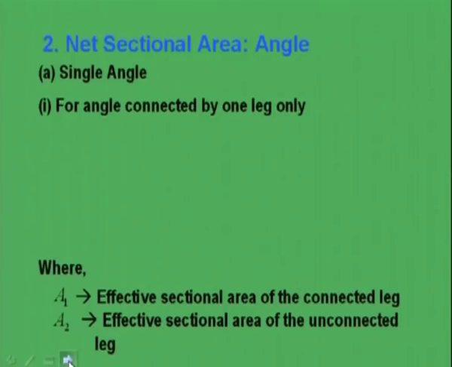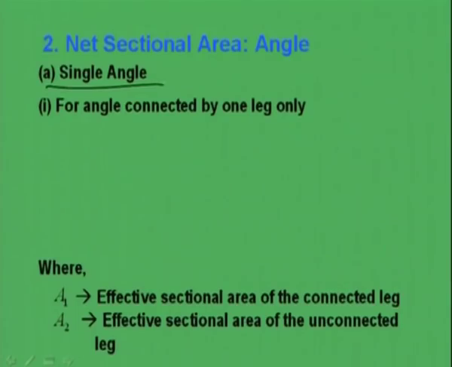Now if it is an angle, what will be the net sectional area? Net sectional area can be found for a single angle, for an angle connected by one leg only, right. First we will discuss the single angle connected by one leg only. So this is the angle which is connected by one leg, right. This is the riveting.